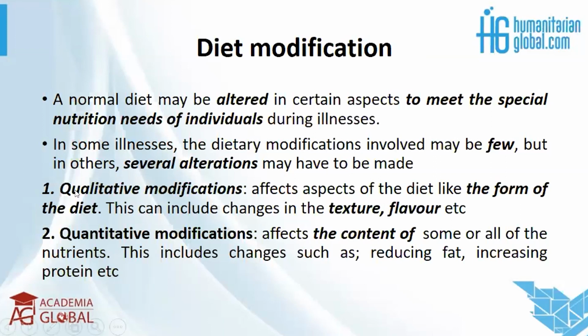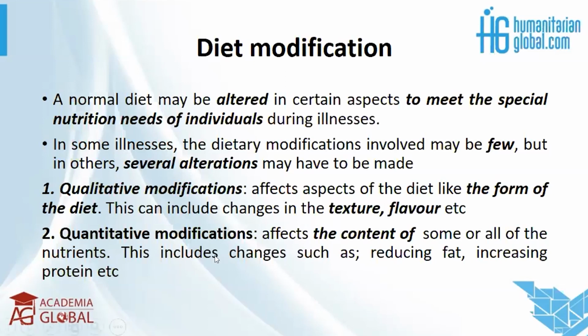One way that you can modify diet is qualitative modification, and this affects the characteristics or aspects of the diet, like the form, the physical way the diet appears. We'll understand this better because we have examples. For example, it changes the quality in terms of texture, consistency, how thick it is, and flavor. So here we are talking about the quality of such characteristics, which we are going to look at in more detail.